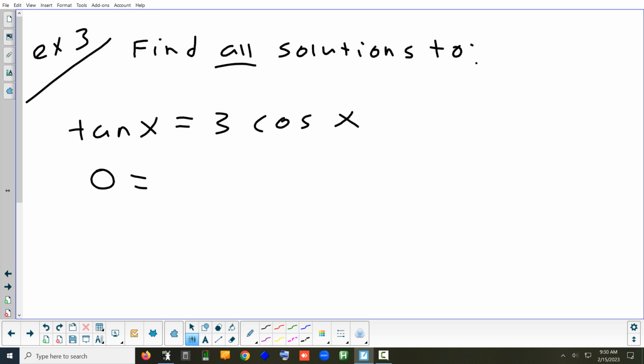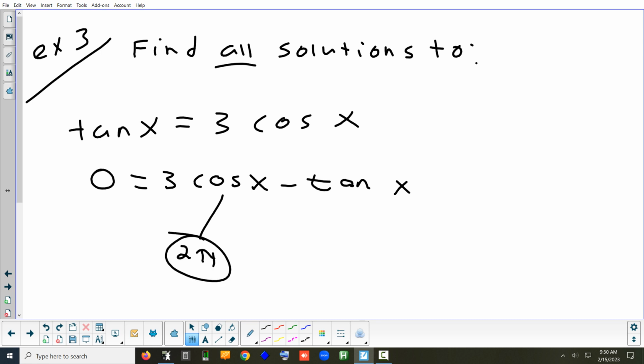Would it be 3 cosine x minus tangent of x? Yep, 3 cosine x minus tangent of x. Now, you're not ready to type this in yet. You've got to set your window. We don't even know the periods, so we gotta figure those out first. No exponents. So what's the period of the regular cosine function? Pi over b. And in this case, b is 1, so it's just 2 pi.